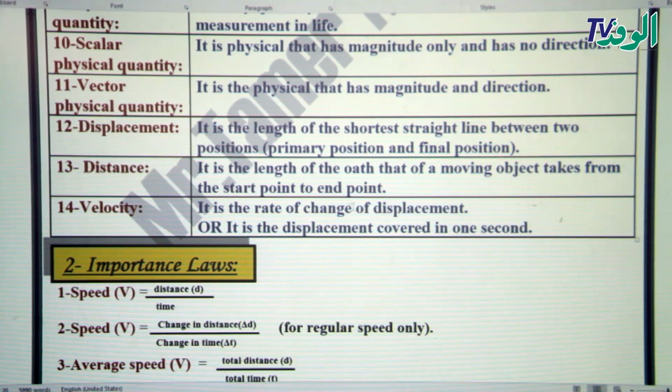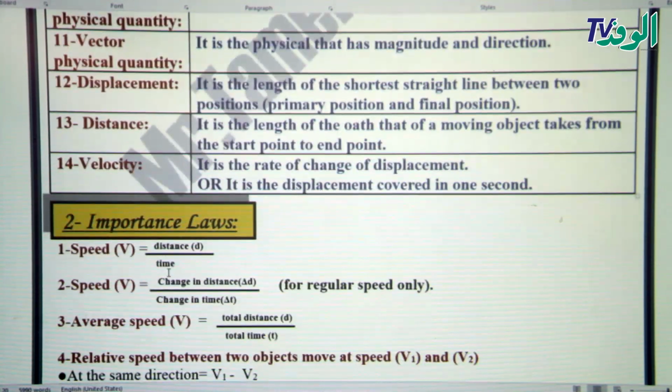Velocity is the rate of changing displacement, not the rate of changing distance. If it were the rate of changing distance, what would it be? Excellent, it is the speed. But here it is the rate of changing displacement. But where is "in a unit of time", where is "in 1 second"? I replaced it with the word "rate": the rate of changing the displacement. Or it is the displacement covered in 1 second.